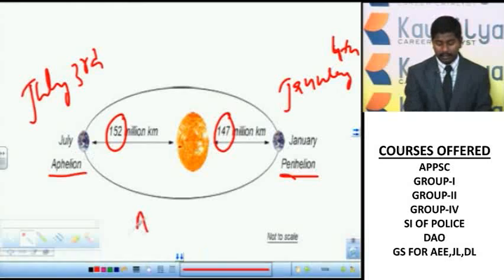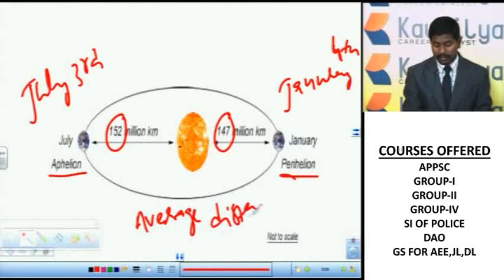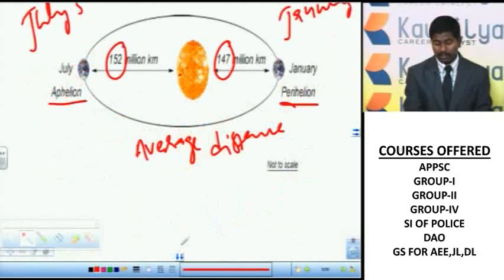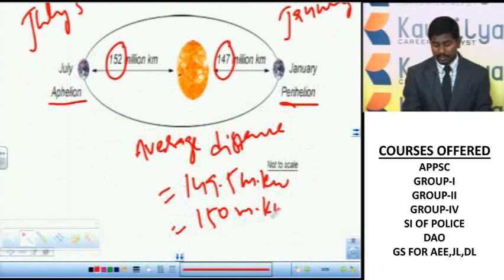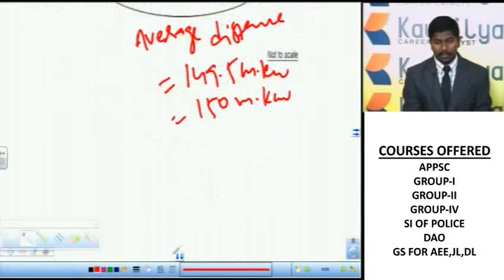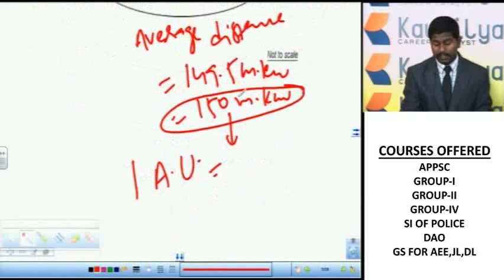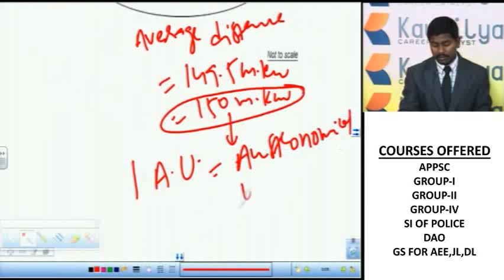In that way, the average distance between the sun and the earth is around 149.5 million kilometers, or 150 million kilometers. Remember, this distance of 150 million kilometers in astronomy is called 1 astronomical unit, and it is also a question asked in a previous exam.